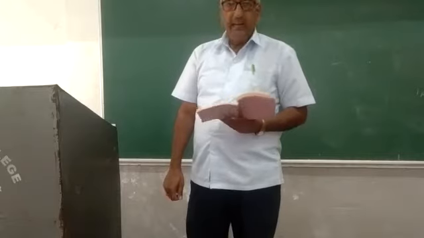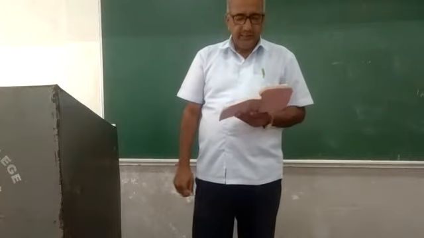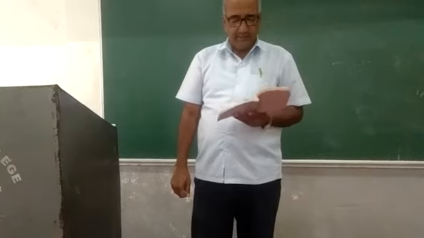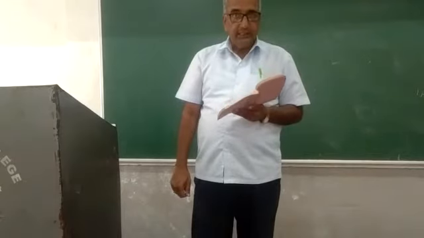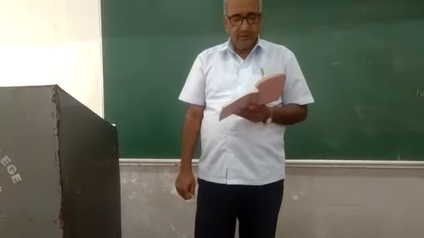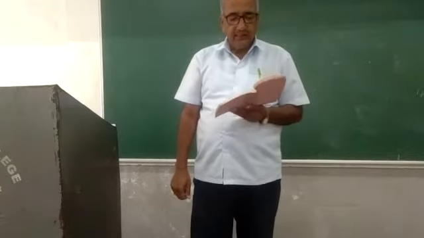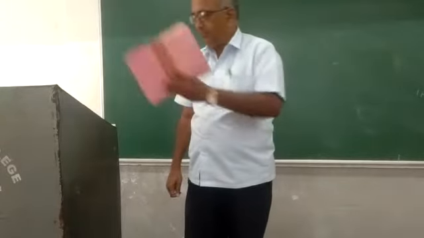So take some examples. The rate of a particular reaction quadruples. Repeat once again. The rate of a particular reaction quadruples when the temperature changes from 293 Kelvin to 313 Kelvin. Calculate the energy of activation for the reaction, given that the value of R is 8.314 joule per Kelvin per mole.